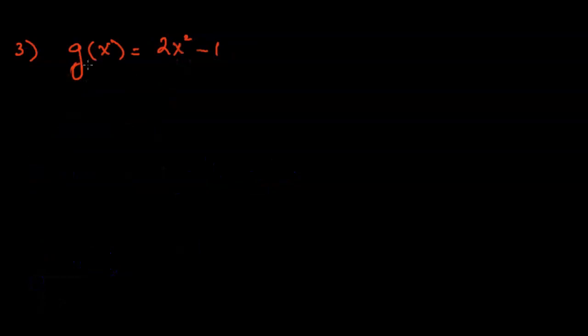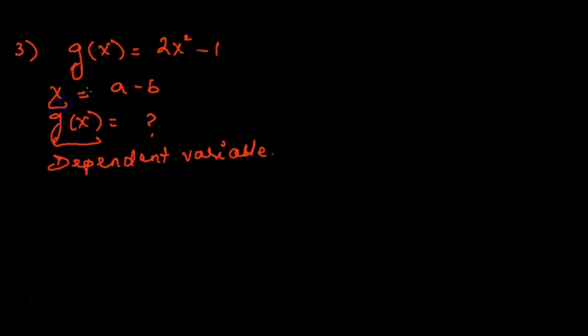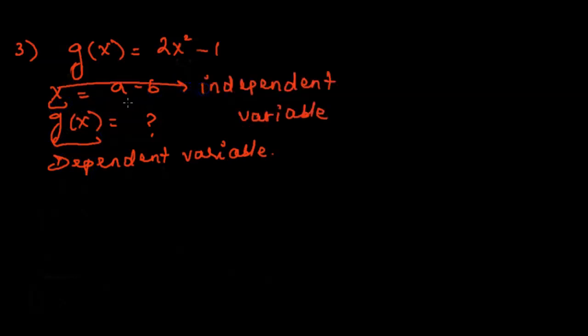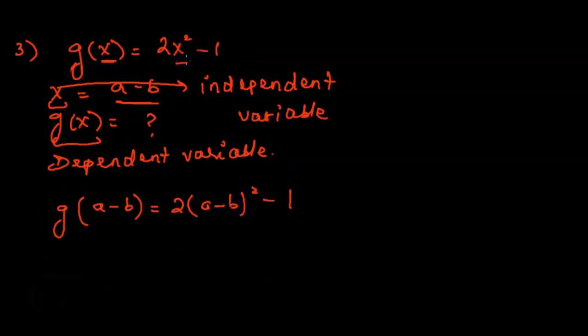Let's say we are given this problem, g of x is equal to 2x squared minus 1, and we are supposed to find out the value of the dependent variable, g of x, when x is given to us as a minus b. We know g of x is the dependent variable and x is the independent variable. So if we're given the x value as a minus b and we're supposed to find g of x, all we have to do is in place of x, we substitute a minus b. So wherever we see x, we put a minus b, and because x has a square, now a minus b would have a square.